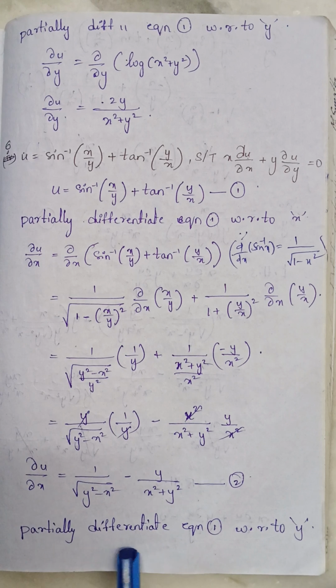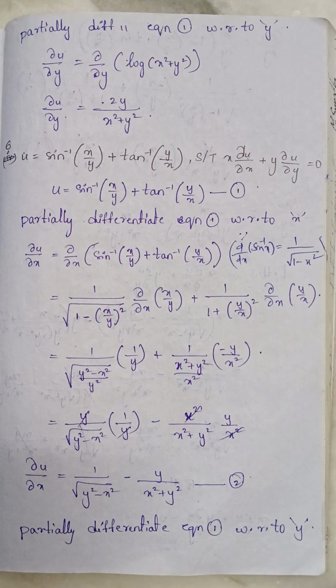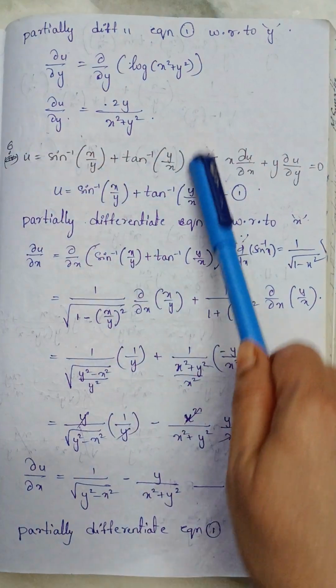Similarly, in the question dou u by dou y is also asked, so we need to take partial differentiation with respect to y, so dou by dou y of this total term.